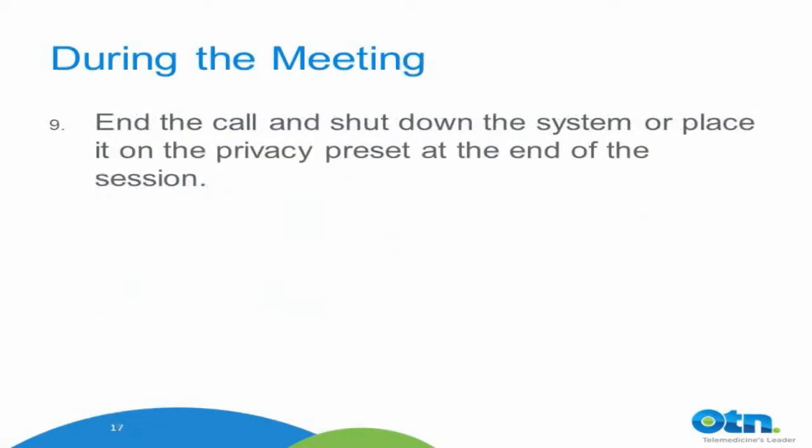Finally, you want to end the call and shut down the system or place it on the privacy preset at the end of the session. So this is very important when the meeting's over. If you're not going to use your video system for a while, make sure you turn both the codec and the camera off. If you're going to use it soon, put it on the privacy preset that we've talked about. And then when someone does connect with your room, it's not a privacy breach.